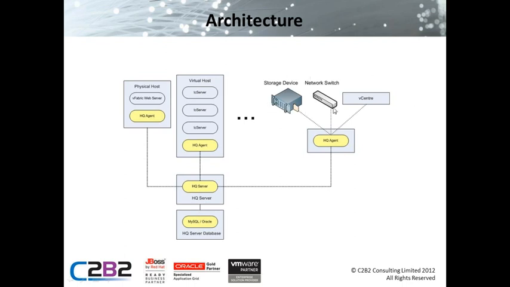For other devices, for example, vCenter or storage and network devices, the HQ agent runs on a proxy host and communicates with a switch or storage device through SNMP.